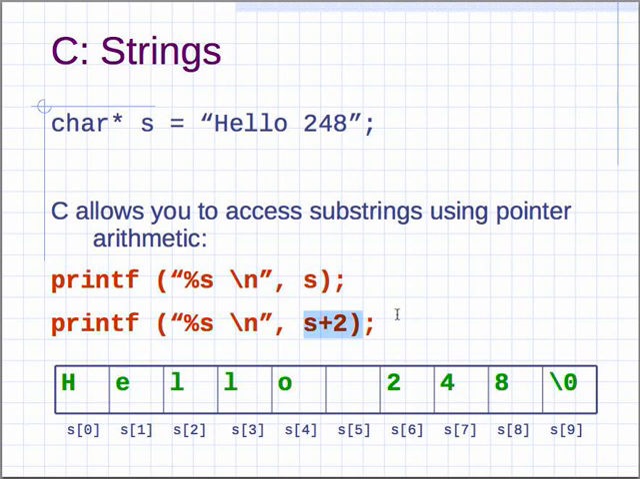Okay, so just like before, you can say S. You can say S plus 2, that is starting at the L. This is a string, so if you were to print out using the string format character %s, S plus 2, this will print out these characters and it'll print out everything until it hits a null termination character.